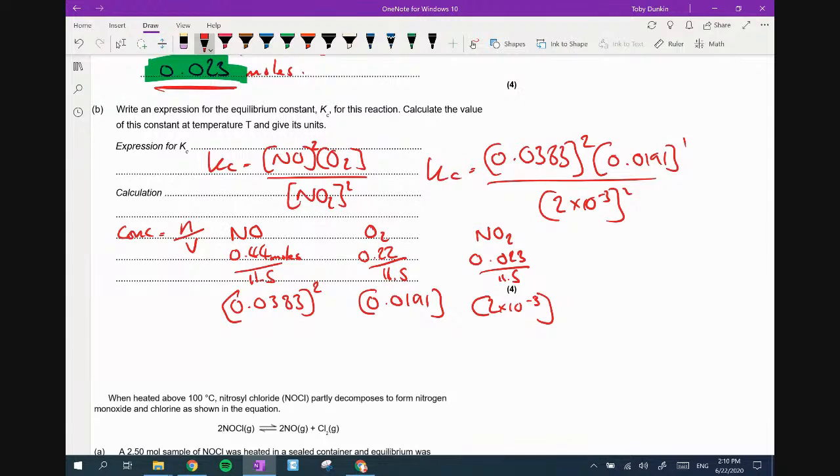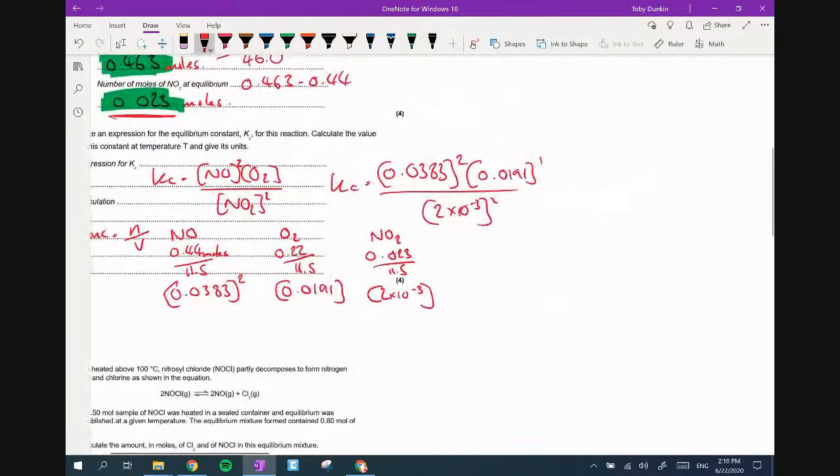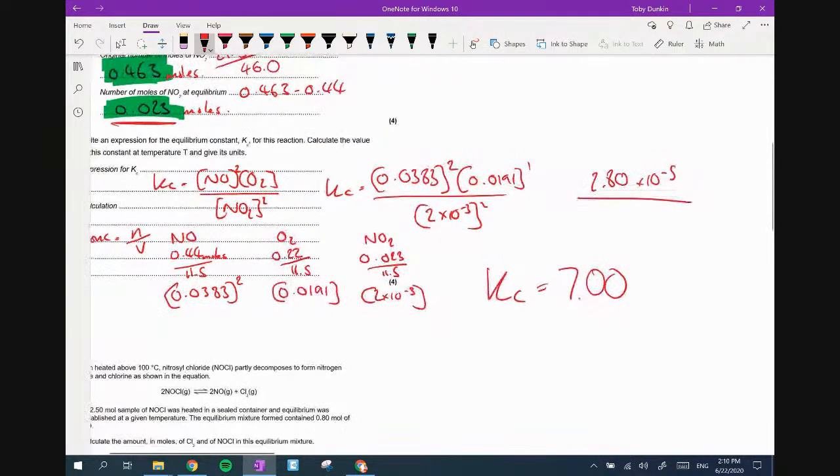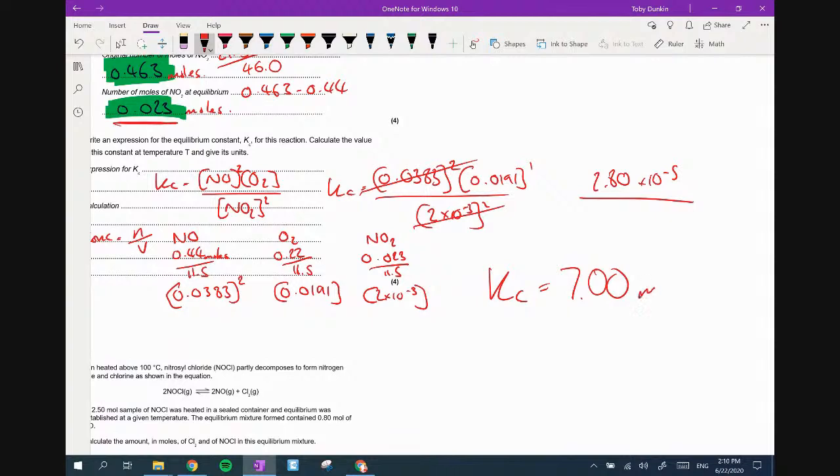So do the top one first. 0.0383 squared multiplied by 0.0191. That now converts to 2.80 times 10 to the minus 5. Divide that by brackets, 2 times 10 to the minus 3, squared. And I get Kc equals 7.00. Units, it does have units. Those two cancel. It's moles per dm cubed.